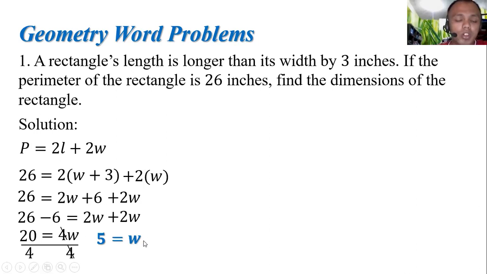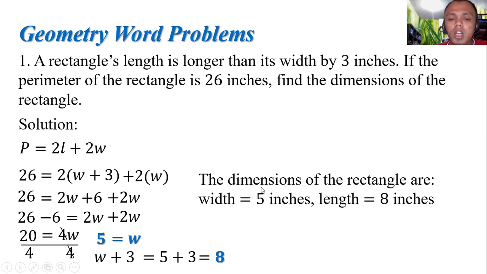Now, what about for your length? Okay, yung length natin is W plus 3. Substitute your W to 5. So you have 5 plus 3 is 8. Therefore, the dimensions of the rectangle are for width 5 inches, yung length 8 inches. Lamang siya ng 3 inches kay W. Okay, width.